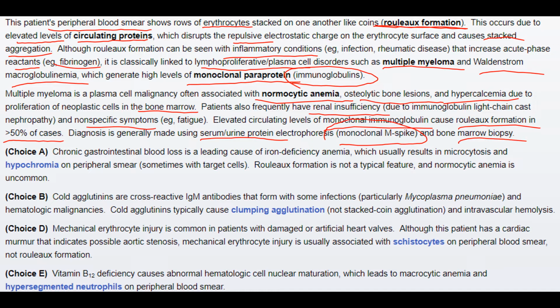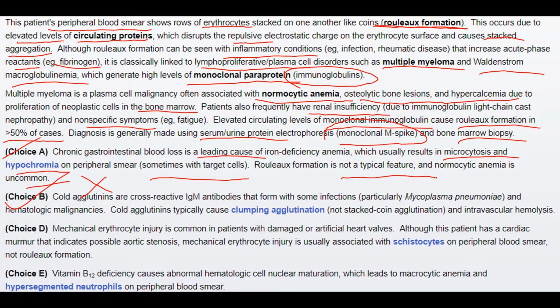biopsy. The other choices were incorrect. In choice A, chronic GI blood loss is a leading cause of iron deficiency anemia, which usually results in microcytosis and hypochromia on peripheral blood smear, sometimes with target cells. Rouleaux formation is not a typical feature and normocytic anemia is uncommon, therefore it was not appropriate.